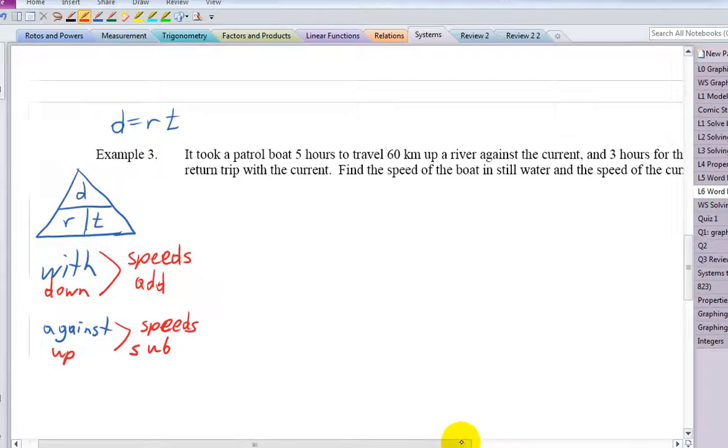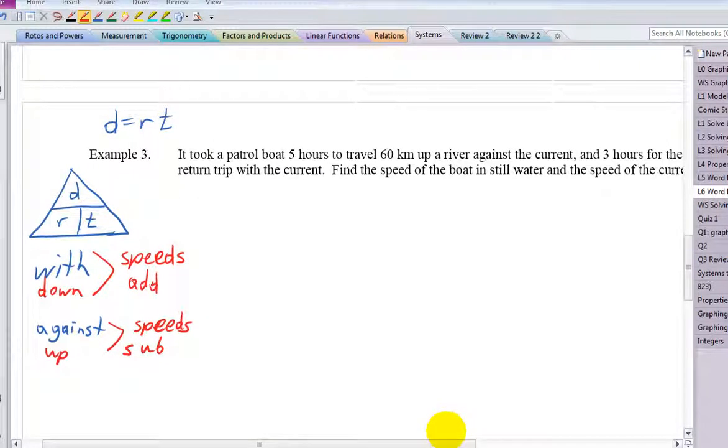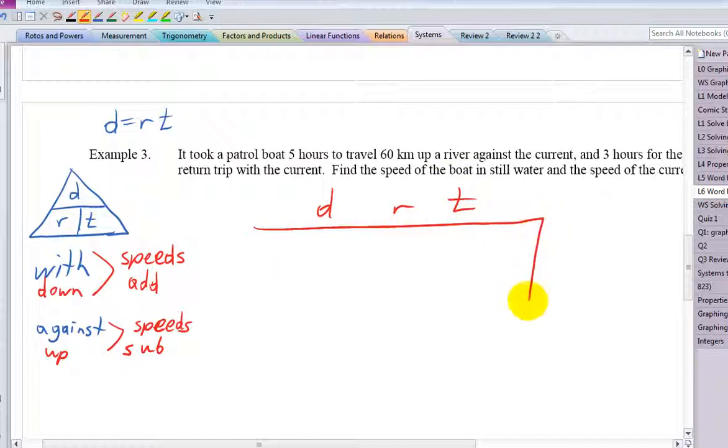Has anyone ever paddled on the Fraser River? Yeah, I have. It's hard. It's really hard.